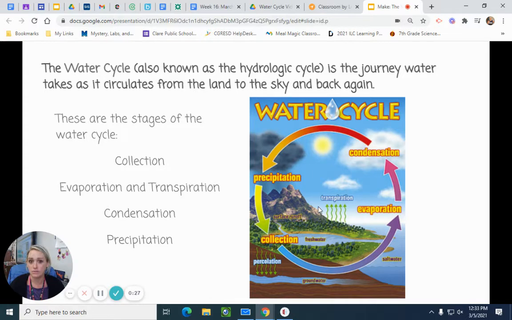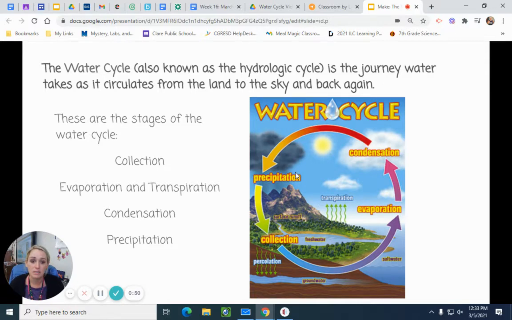The water cycle, also known as the hydrologic cycle, is the journey water takes as it circulates from land to sky and back again. Remember, a cycle has no beginning, no ending. It just keeps going and going and going. These are the stages of the water cycle, so the places that water could be at any given time. We have collection, evaporation and transpiration, condensation, and precipitation.